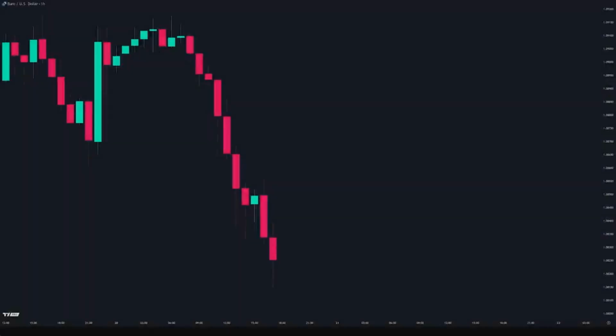Looking at the Euro-Dollar 1-hour chart, the price is in a clear downtrend. The recent move was an aggressive push to the downside with strong bearish momentum. So, at this point, the higher time frame direction is bearish, and we only want to look for selling opportunities. However, we can't enter the market just yet, because the price could correct at any moment.